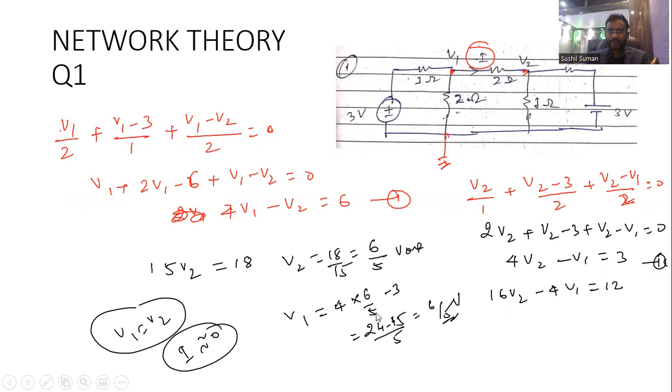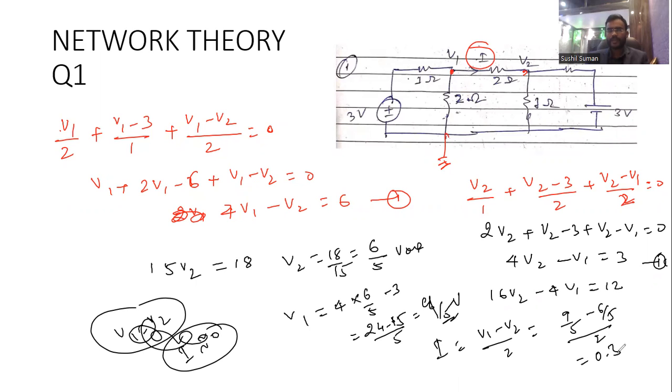So 24 minus 15 over 5 becomes 9 by 5. So what is the value of I? I is V1 minus V2 divided by 2. V1 is 9 by 5, minus 6 by 5, divided by 2, and you will get 0.3 ampere. So the answer will be 0.3 ampere. Now come to the next question.